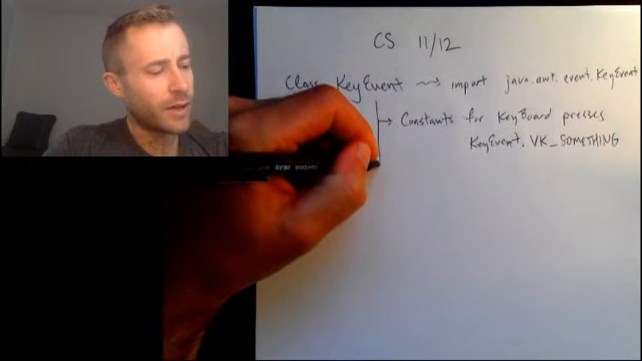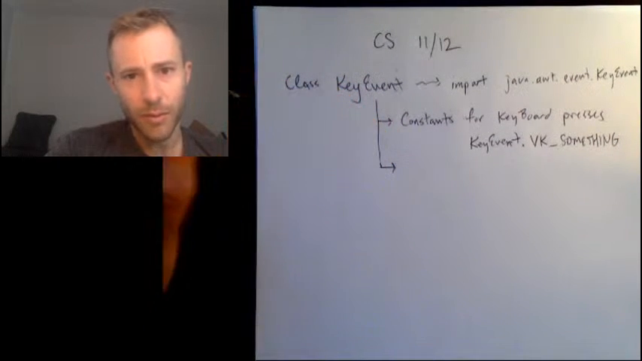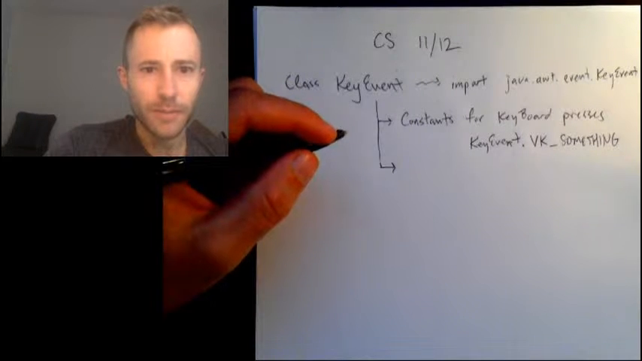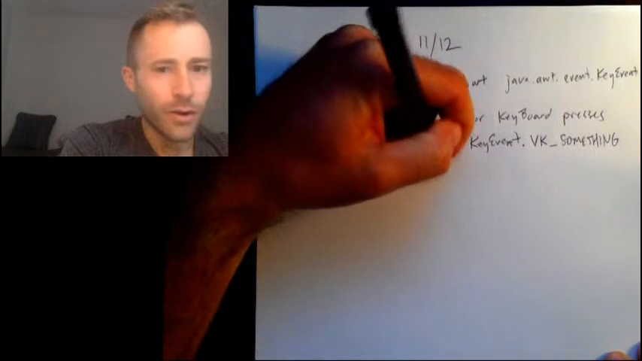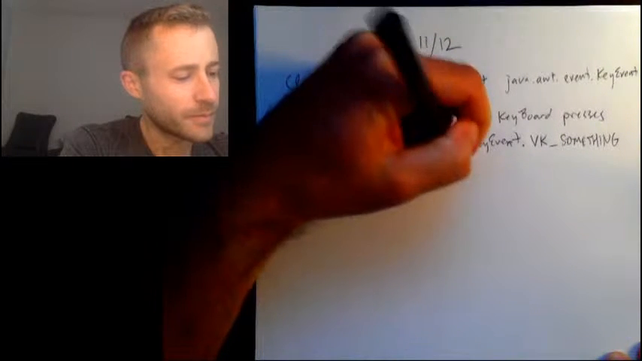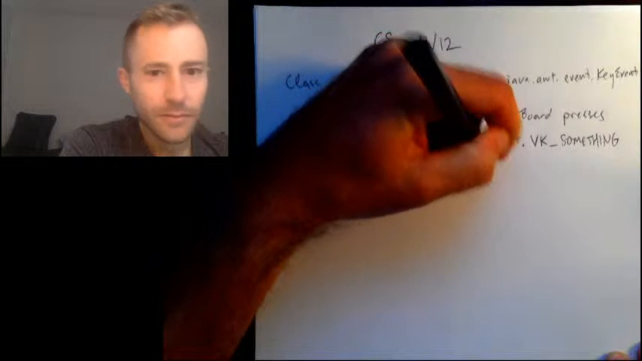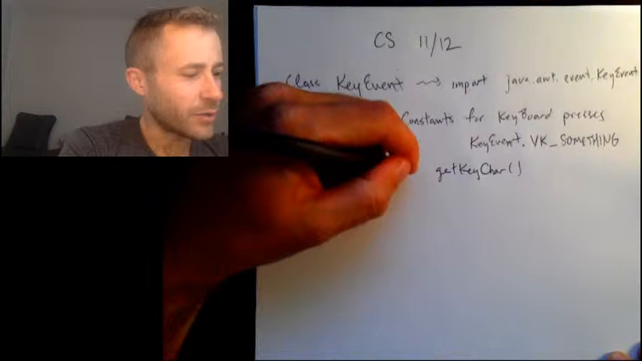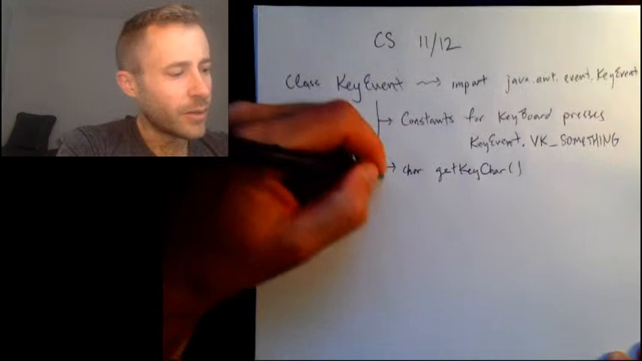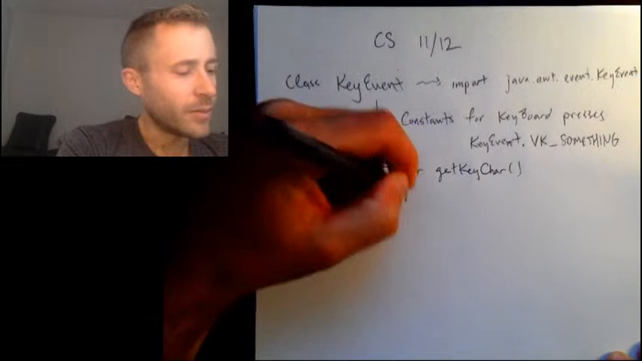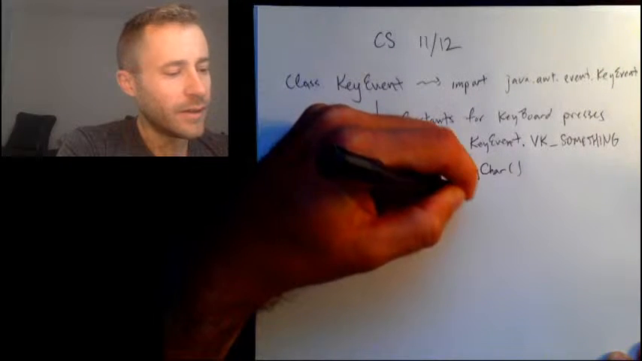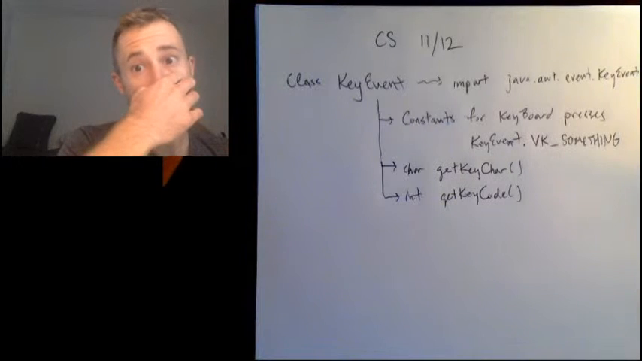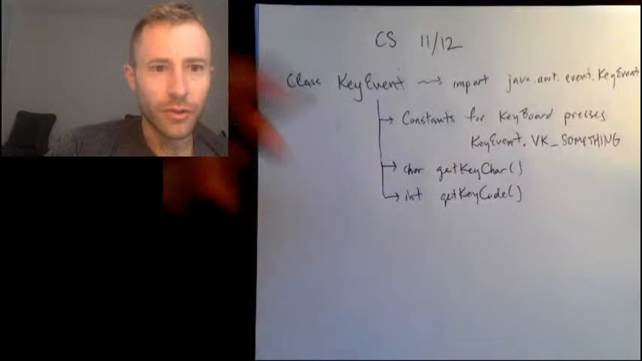And then also it has two methods that are probably going to be useful, which are getKeyChar, which is going to return an actual character. And then we also have getKeyCode, which returns an integer.